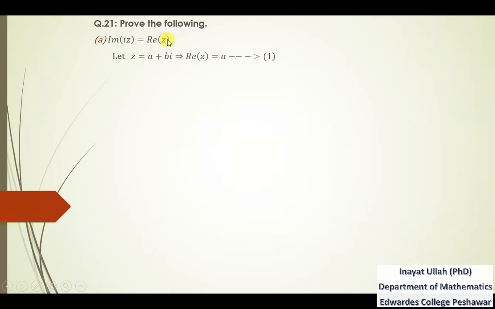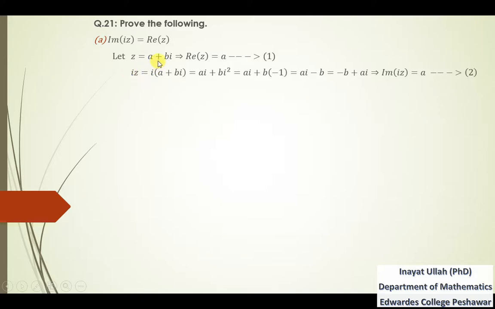That is the answer for the right hand side. That is equation number 1. Now we need to find iota z and then its imaginary part. So iota z means multiply this equation with iota on both sides.